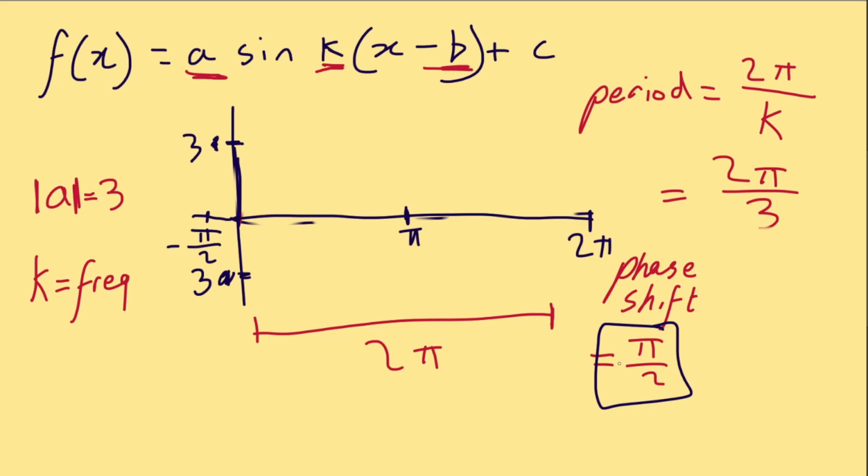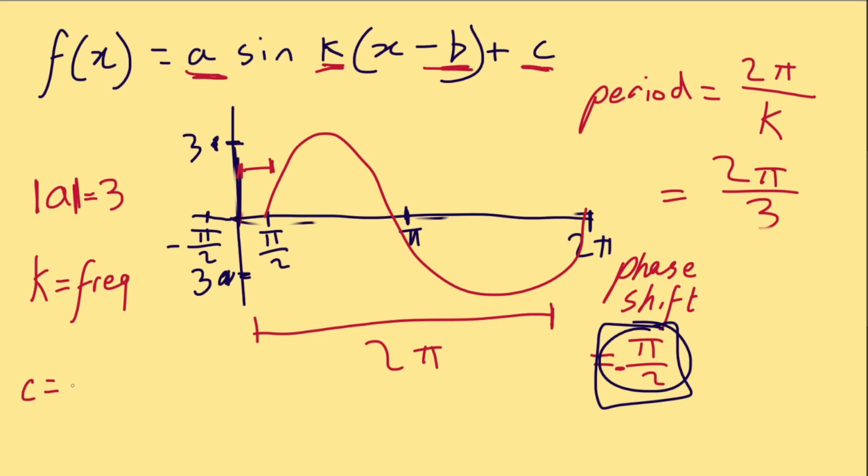Now, if it's negative pi over 2, your wave starts at positive pi over 2. So, for example, we'll just say it's negative pi over 2, right? Then instead of your wave starting here, it starts here. There's a little gap here, right? That's a phase shift. Now time for C.